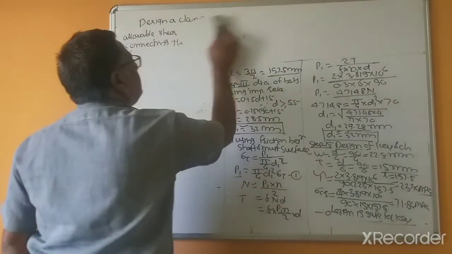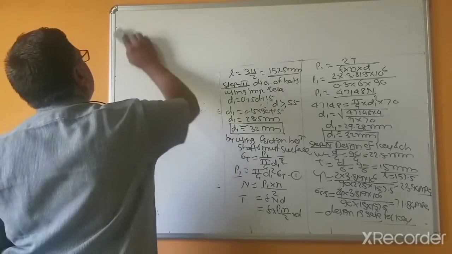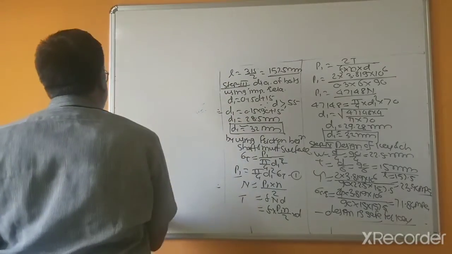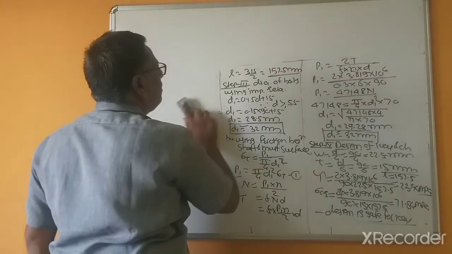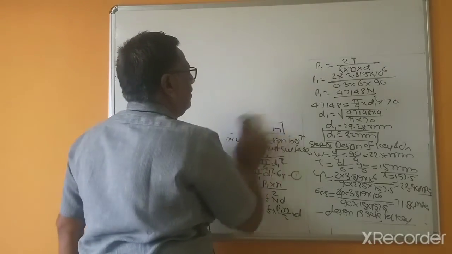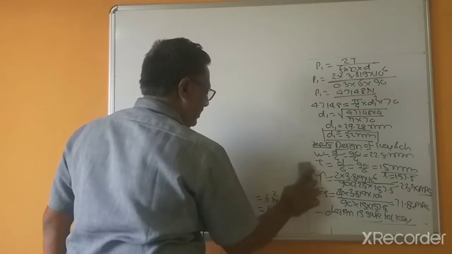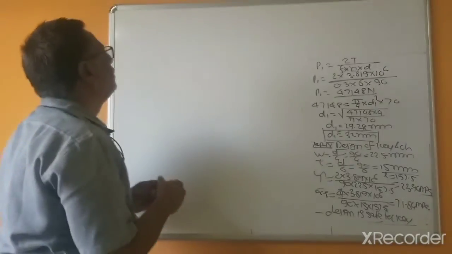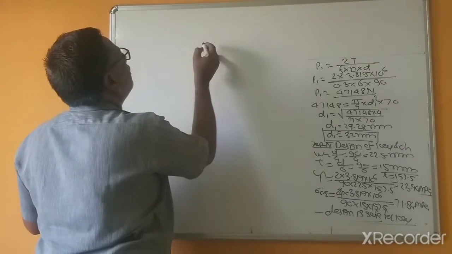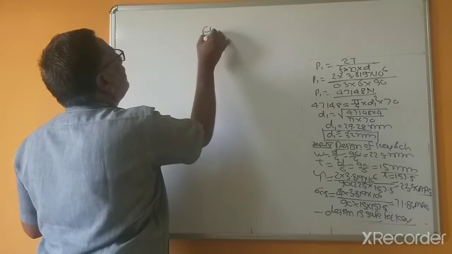So clamp couplings, and this is also a rigid type of coupling. The third type of coupling is the rigid type of coupling. The fourth type of rigid coupling is the marine coupling. Flange coupling.